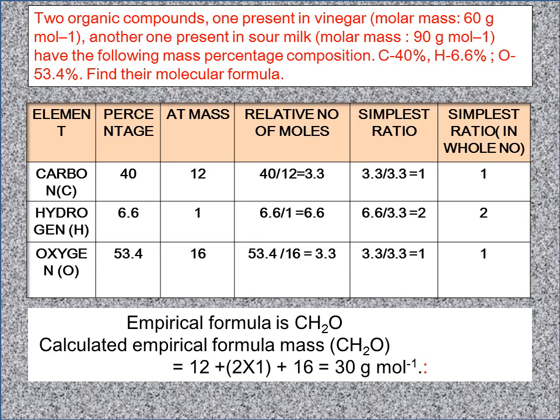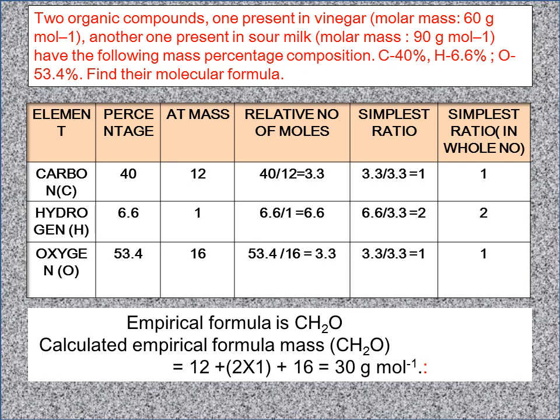Here again another example is given, but here we are going to calculate the molecular formula. Two organic compounds, one is present in vinegar. You know vinegar contains what acid? Acetic acid, very good. And another one present in sour milk. Sour milk contains lactic acid, very good.